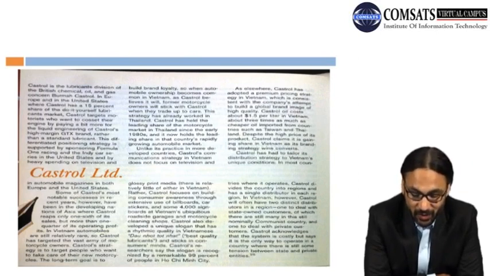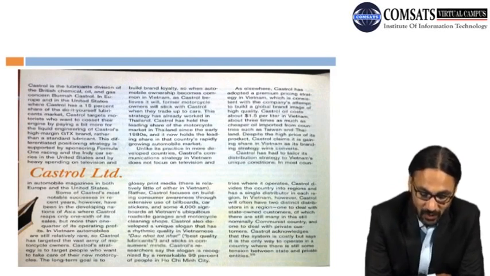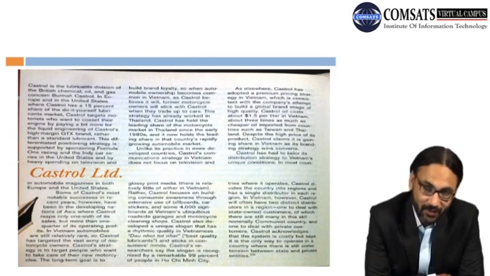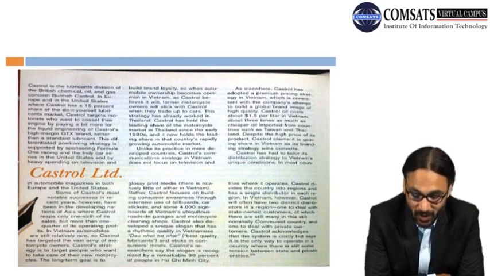Castrol also developed a unique slogan that has a rhythmic quality in Vietnamese and sticks in consumers' minds. They have developed a good slogan that sticks in the minds of the consumers. Castrol's researchers say the slogan is recognized by a remarkable 99% of people in Ho Chi Minh City.